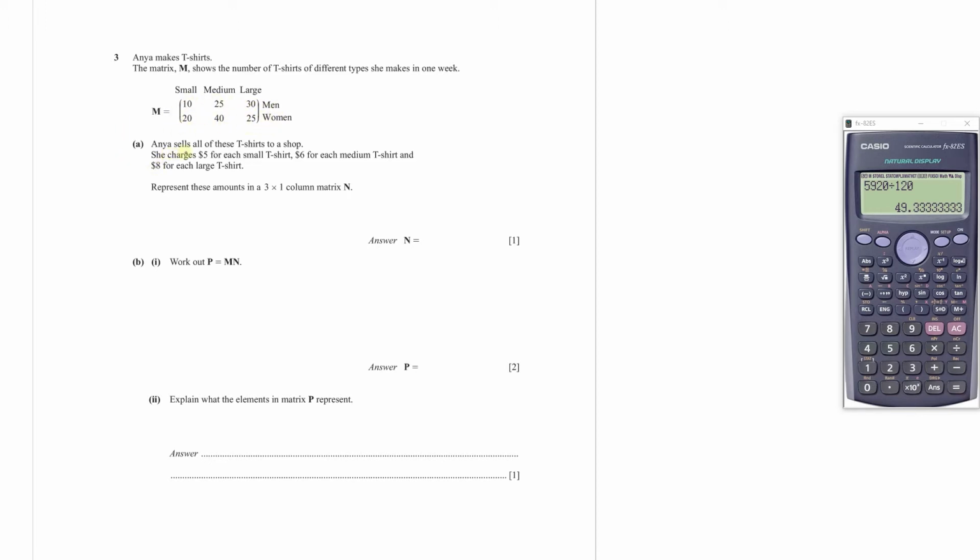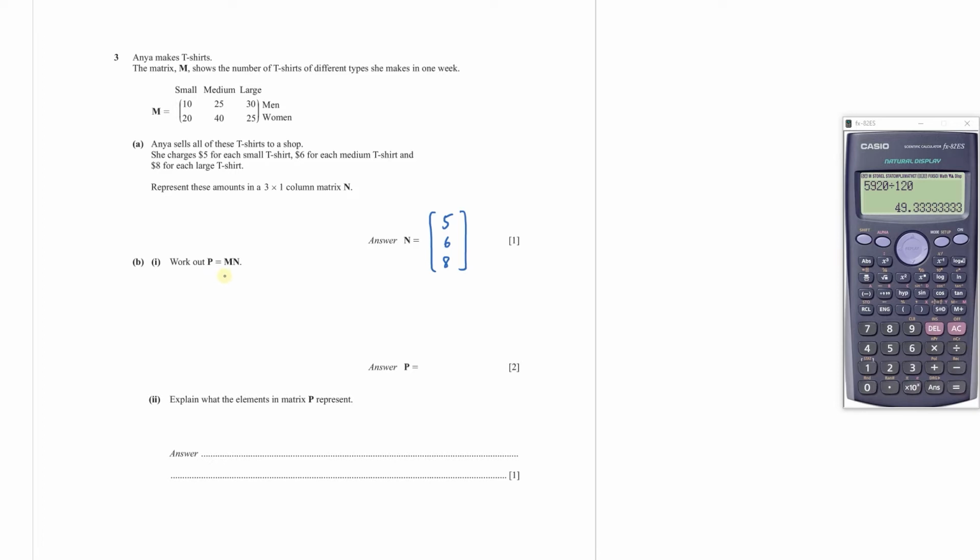Part A: Anya sells all of these t-shirts to a shop. She charges $5 for small, 6 for medium, and 8 for large t-shirt. Represent these amounts in a 3 by 1 column matrix. So you have to write down a 3 by 1 column matrix, meaning 3 rows and just 1 column: $5 for the small, then 6 for the medium, and then 8 for the large shirt.